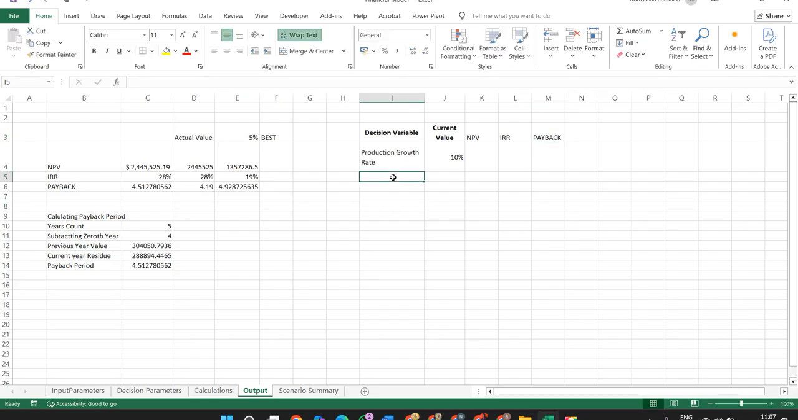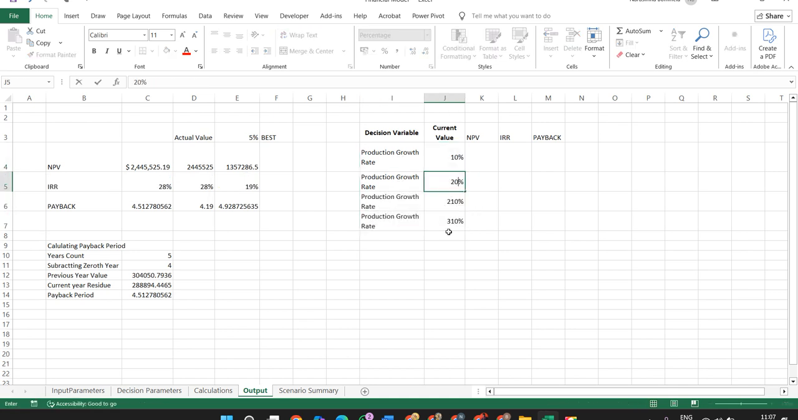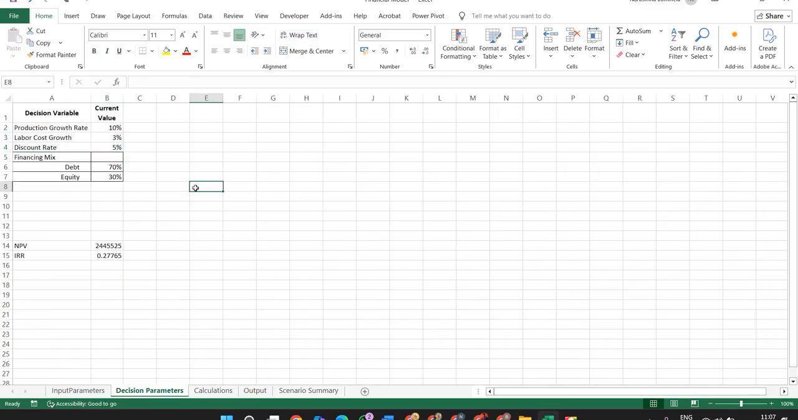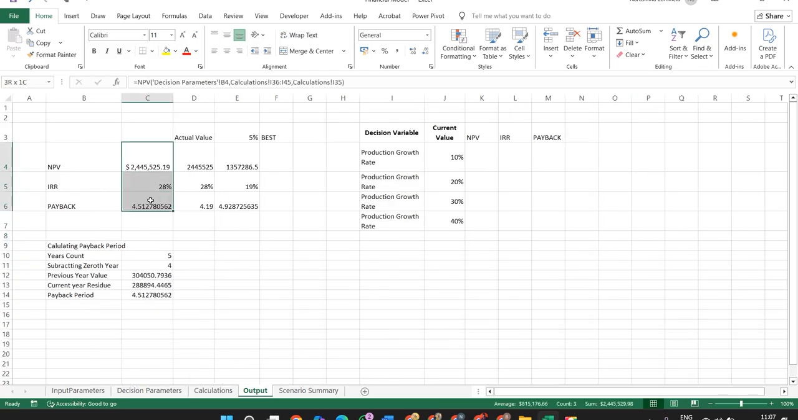Then I will take 3 to 4 values. In growth rate, I will take these values: 20%, 30% and 40%. I need to calculate how this sensitivity is impacting these values. Let me put the value in the decision parameters. This is 10, right? When it is 10, what is the output value? This is the output value.